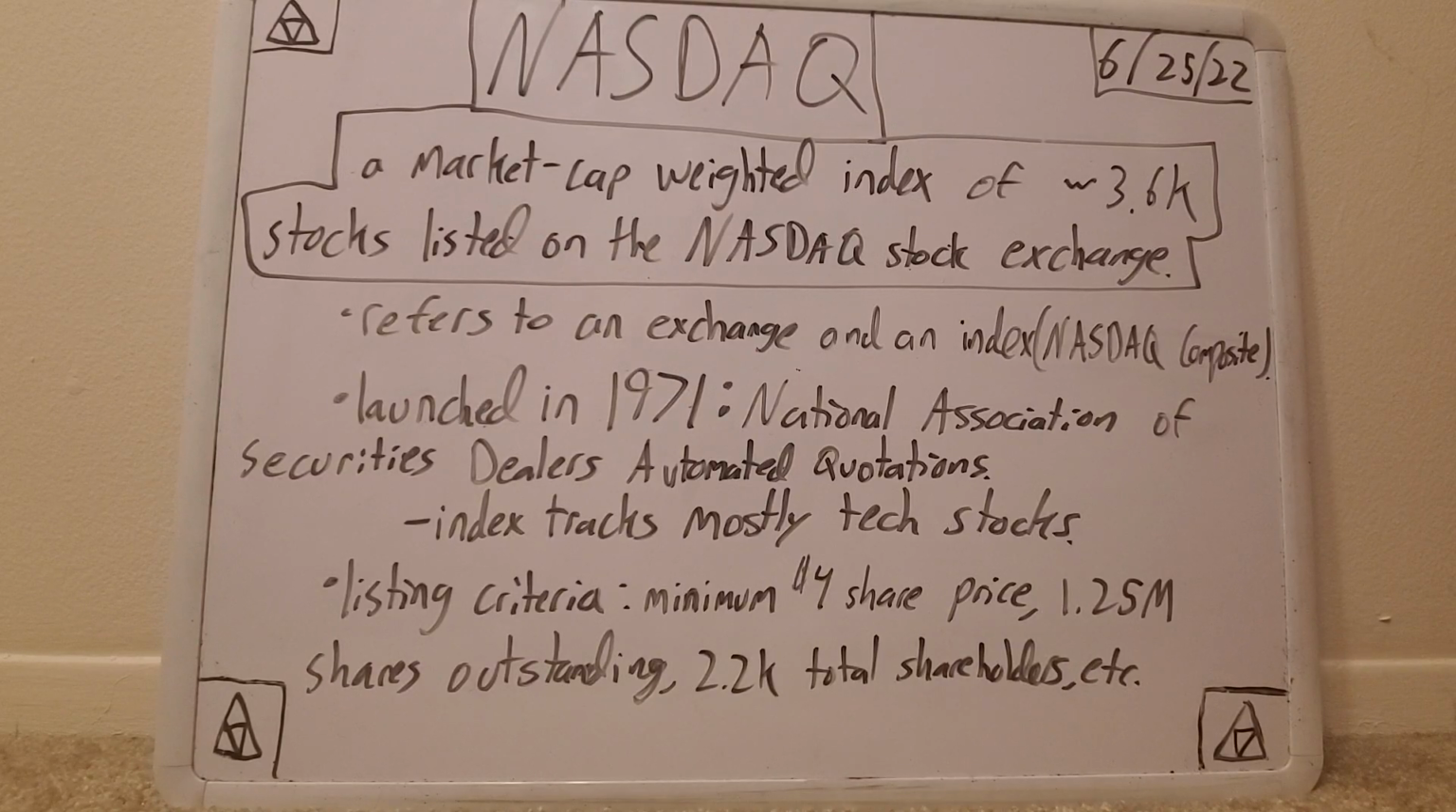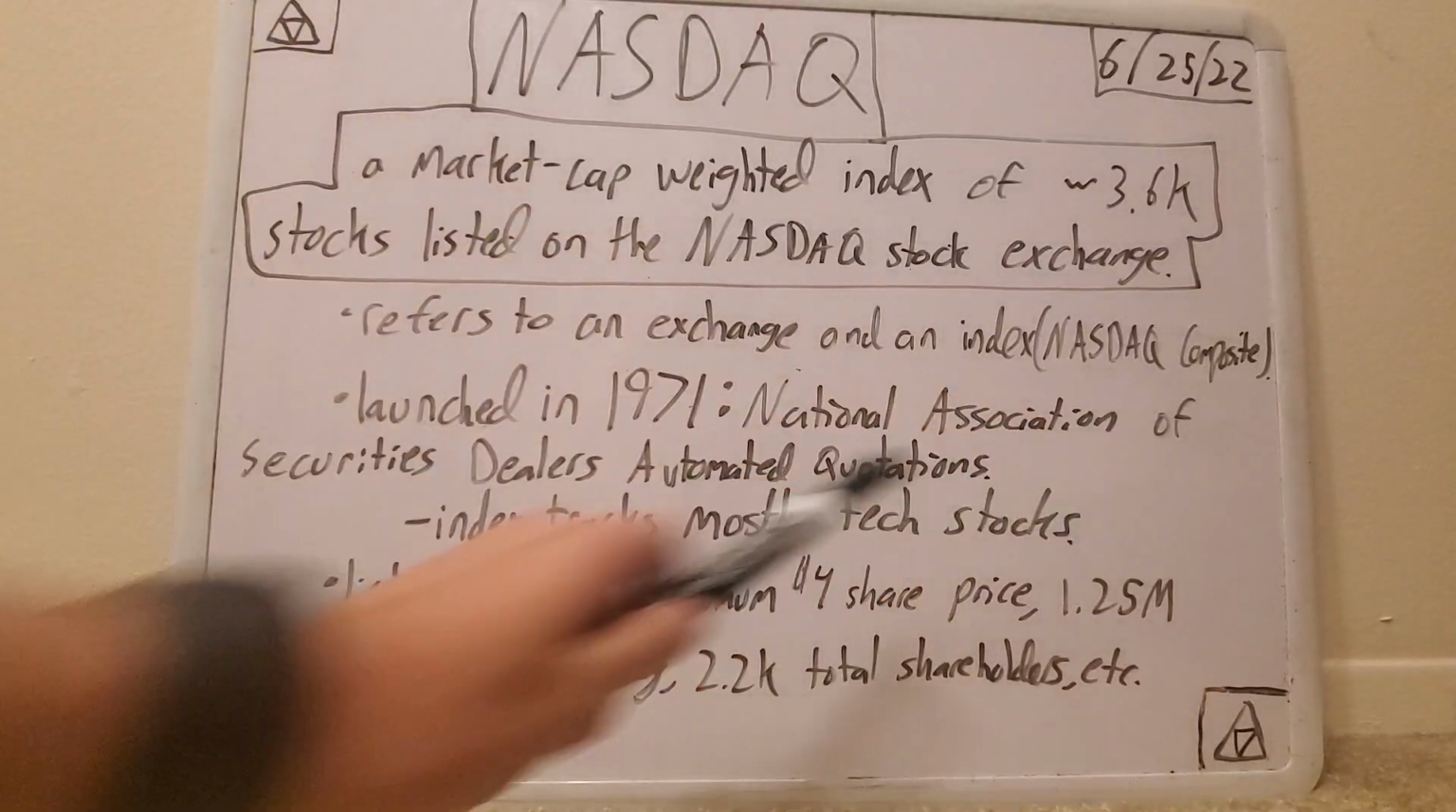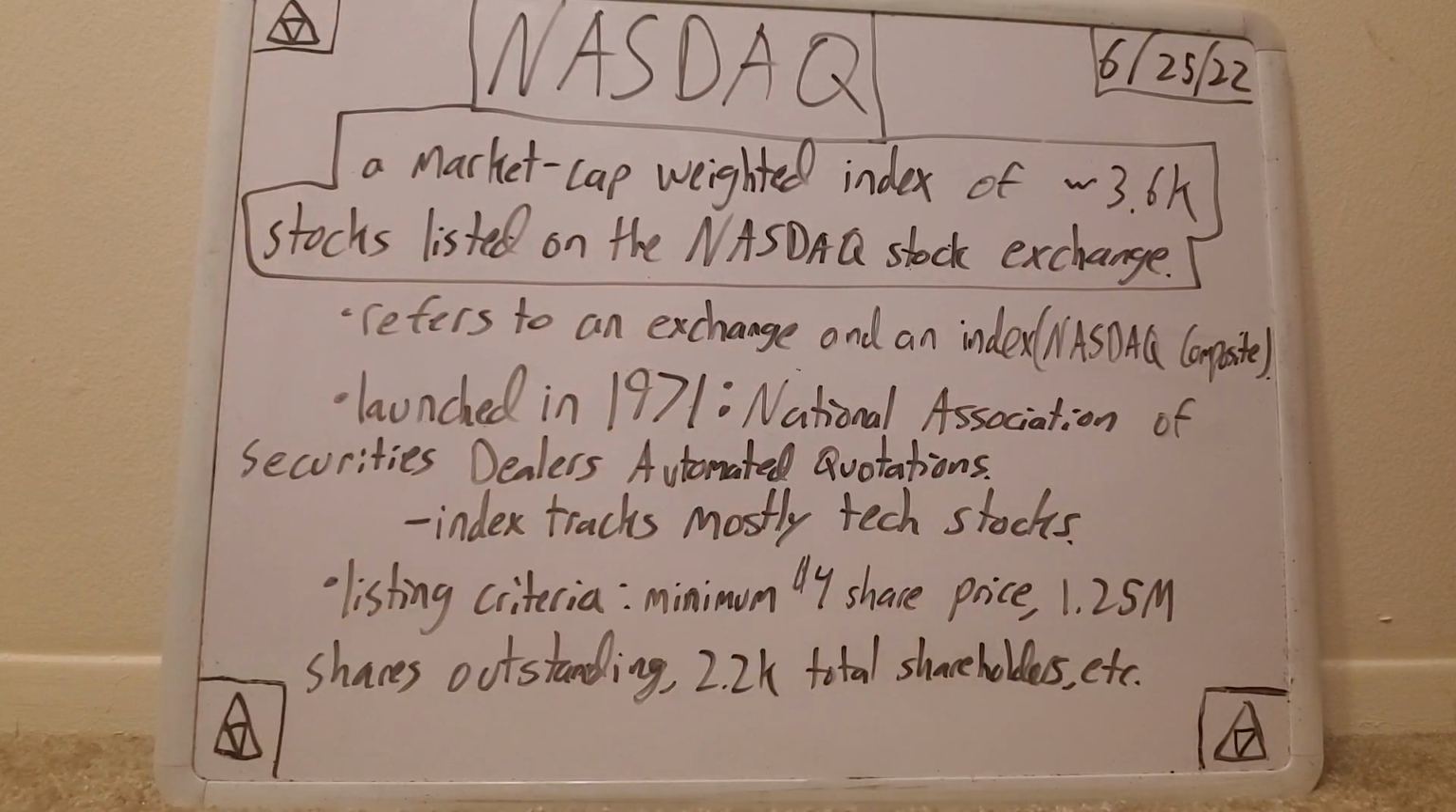And the NASDAQ was launched in 1971. Back then it was called the National Association of Securities Dealers Automated Quotations. That organization has been disbanded since, so it's no longer called that, but the acronym NASDAQ still stuck, so everyone calls it just the NASDAQ to this day.